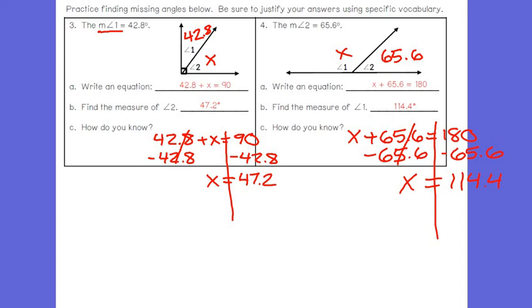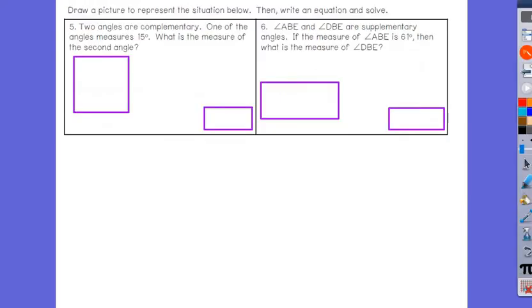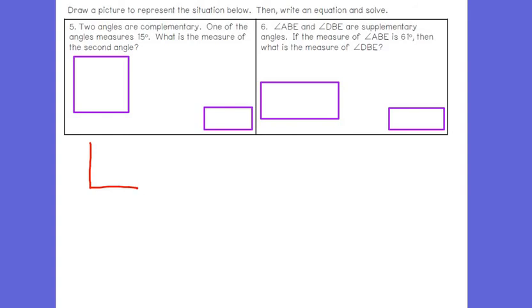Okay, the next two, they did not give us images to help us out this time. I always suggest to draw an image because that's how I can translate it and see it better. So it says 2 angles are complementary. Well, what does complementary mean? 90 degrees. So I know I can go ahead and draw a 90-degree angle. And I know it has to have 2 angles.